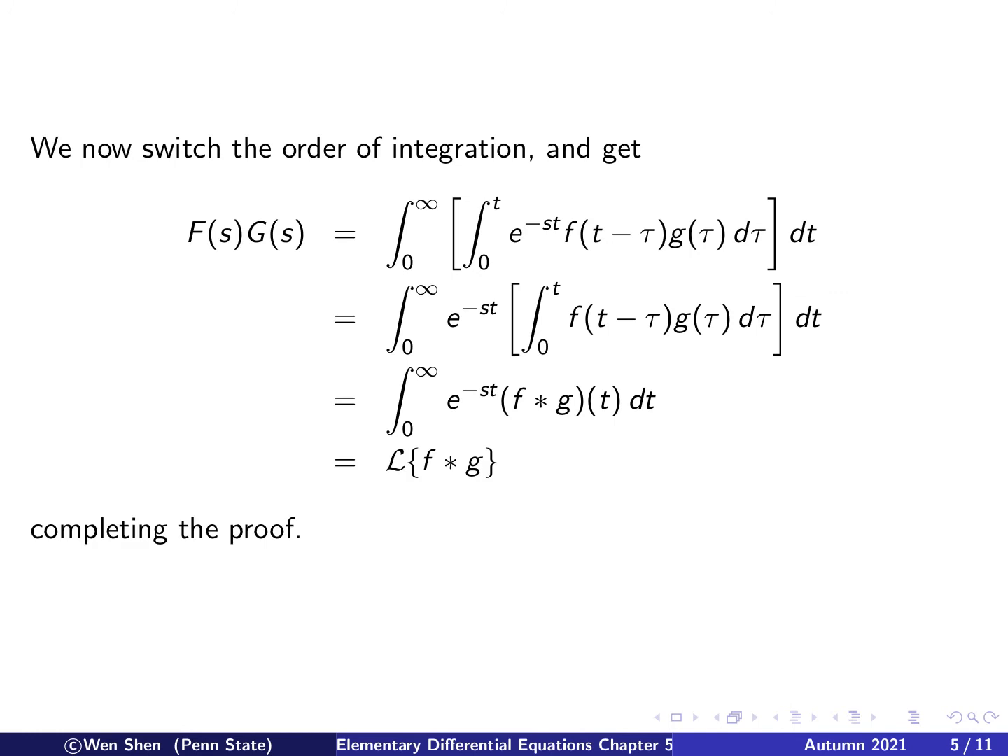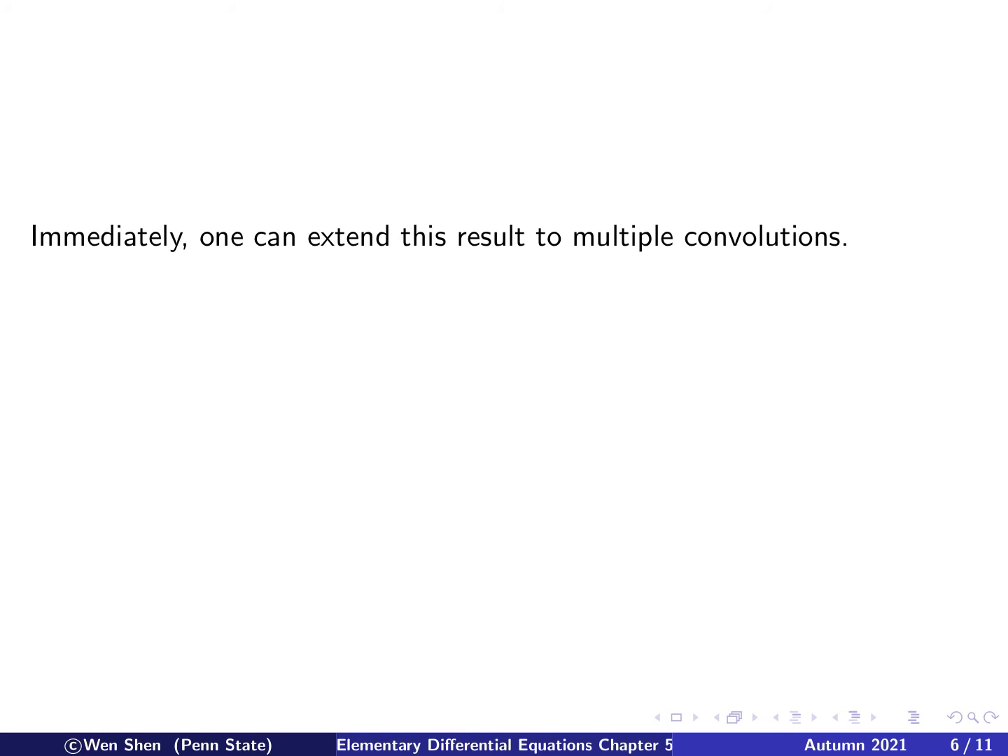And therefore we can write that's the Laplace transform of f convolute g, which means f convolute g is the inverse Laplace transform of capital F times capital G, which is exactly the statement of the convolution theorem. Therefore, we completed the proof. So the convolution theorem states the result of the inverse Laplace transform of the product of two functions. And then based on that, immediately one can extend this to multiple convolutions.